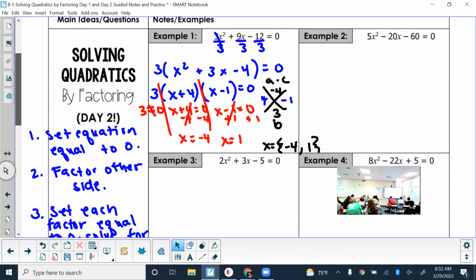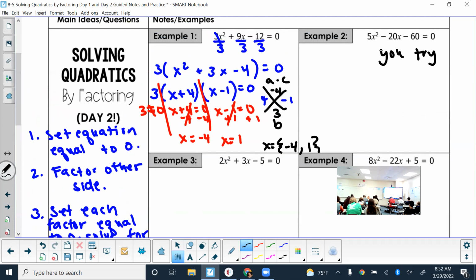All right, then you guys try example 2. Make sure it's set equal to 0. And when you're factoring, make sure you check for a GCF first. So try that. I'll give you about a minute and a half.